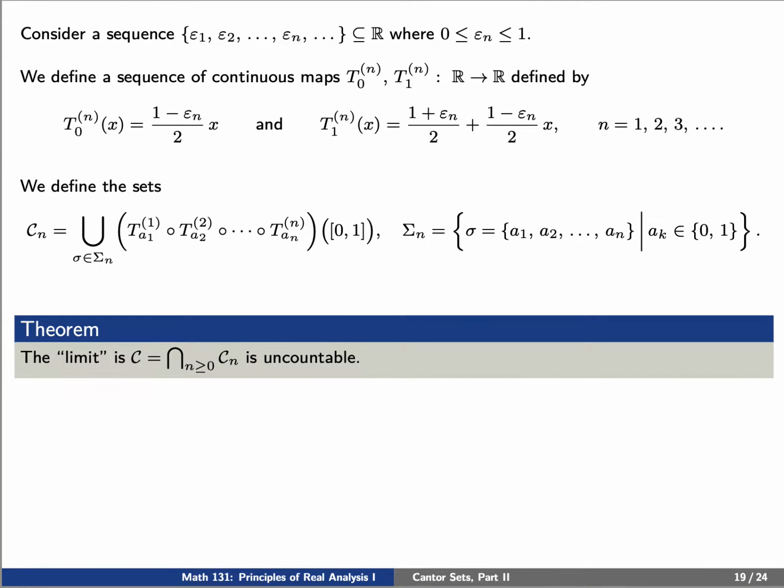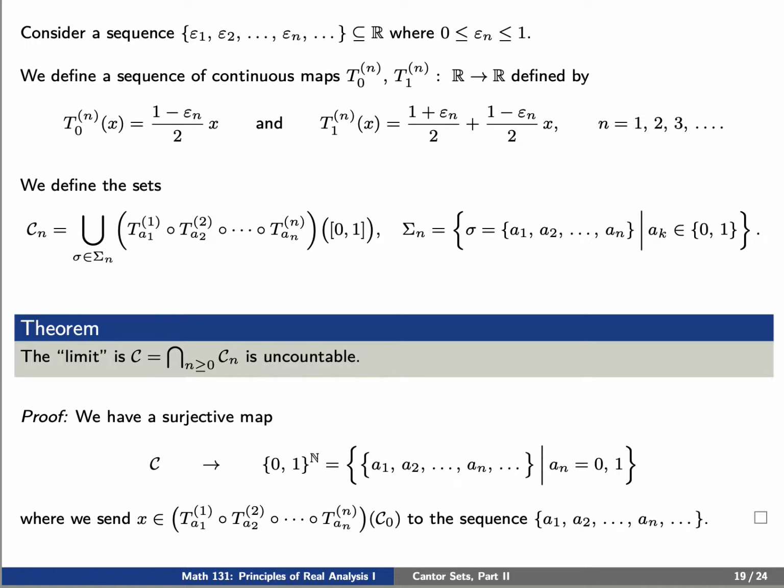Here's the reason why. We have a surjective map onto the sequences of zeros and ones by deciding where our x in the set C lies. Remember that C sub n is the union over these 2 to the n intervals. Depending on which of these 2 to the n intervals we're in, we can then map that to a sequence of zeros and ones. But we've already seen that the collection of sequences of zeros and ones is an uncountable set.